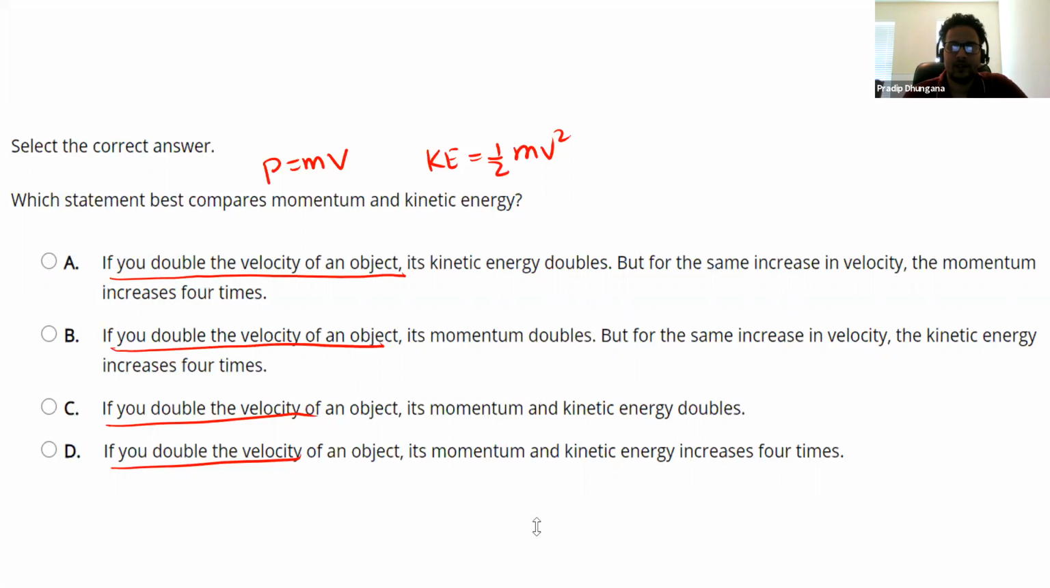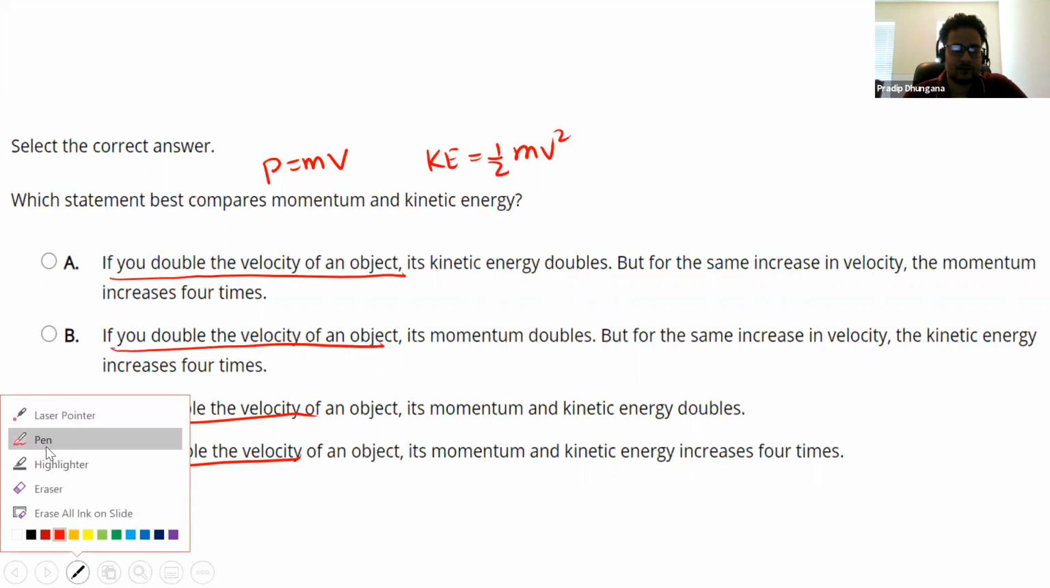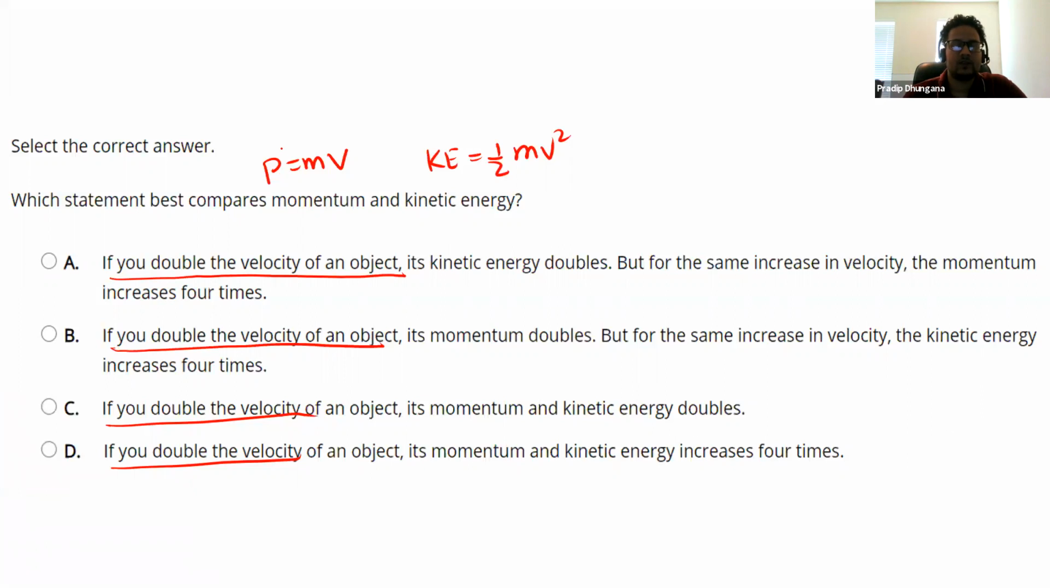Okay, let me end polling and then I'll go through this question. Thank you very much. So let's calculate the new momentum when we double the velocity. I'll write that P dash, mass and velocity is 2 times velocity. We double the velocity, so it becomes 2 times mass times velocity, 2 times P. That means momentum gets doubled.